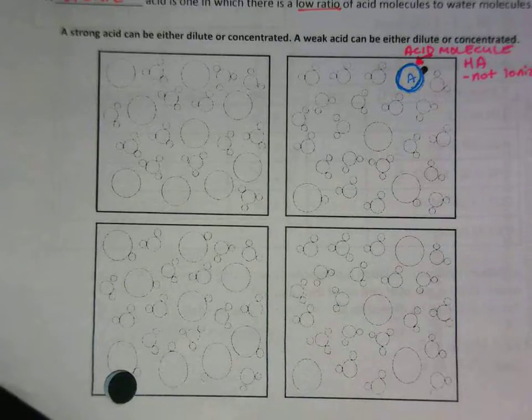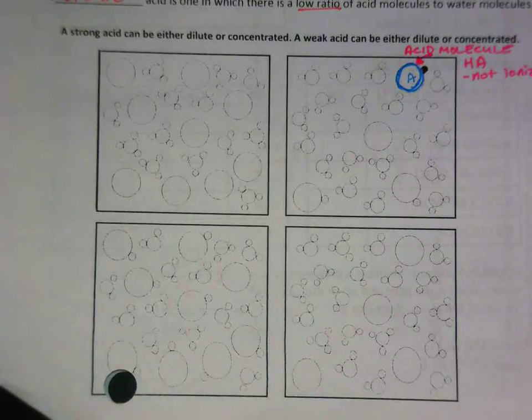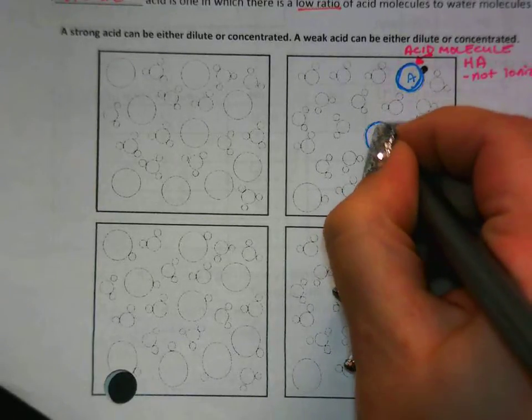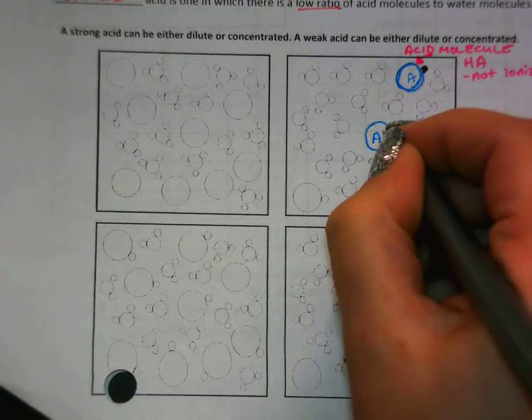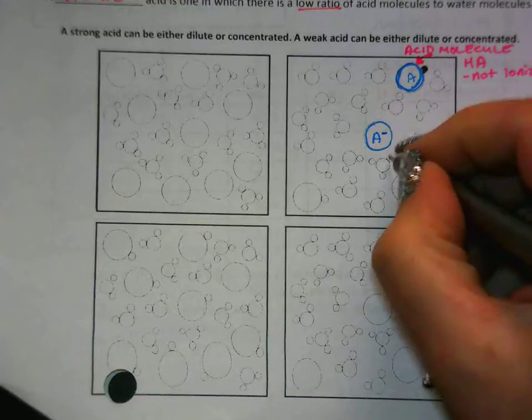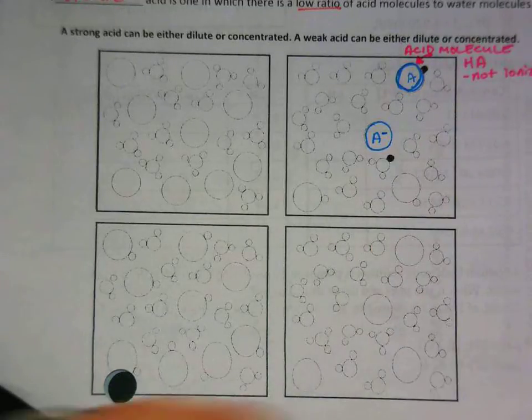We also have another acid, except this time it's missing its hydrogen. Its hydrogen has gone and attached itself to a water molecule over here. This acid is ionized.